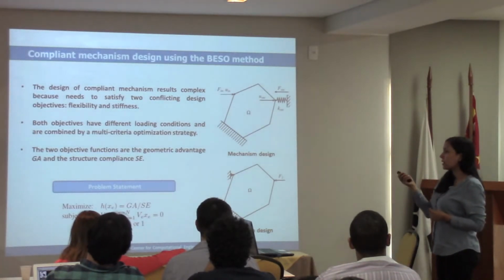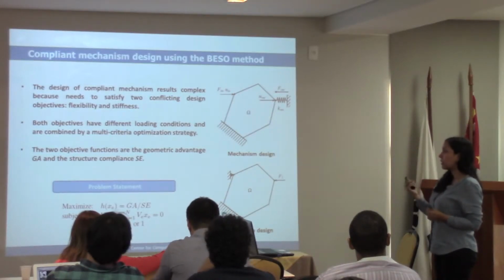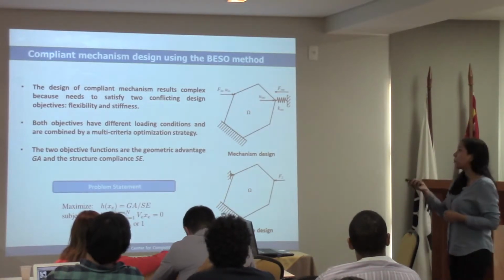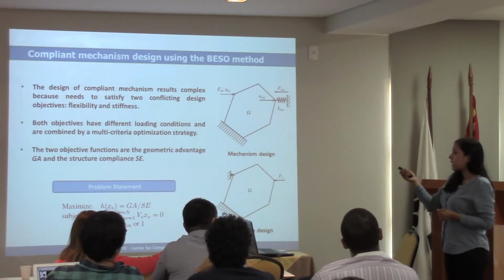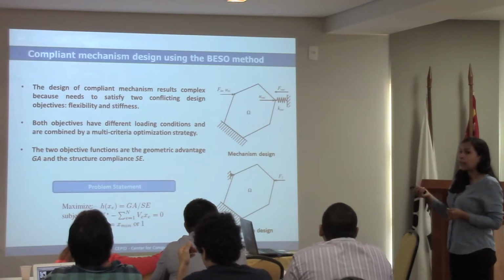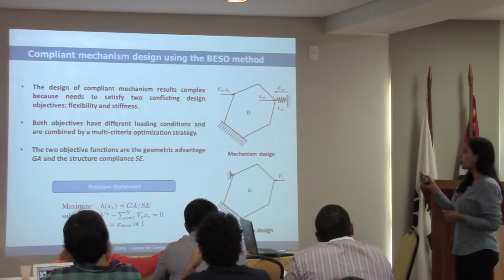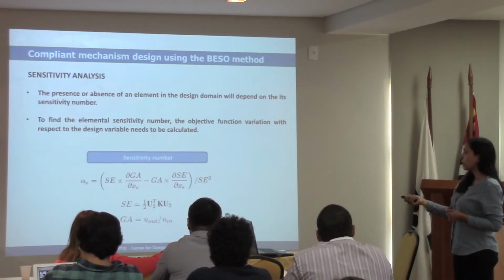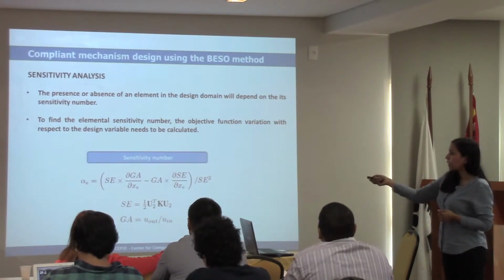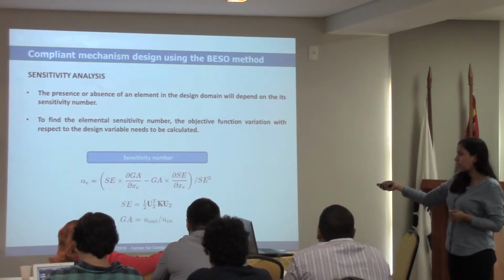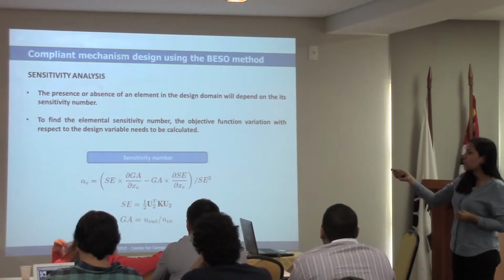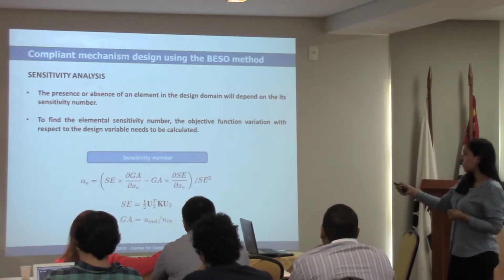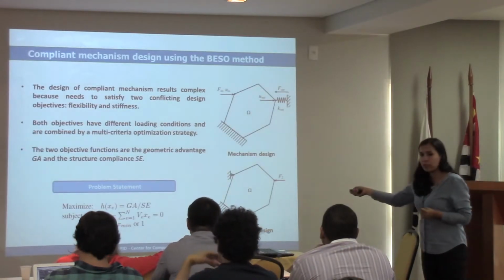That will be to maximize GA, called the geometric advantage, which is basically the ratio between the output displacement and the input displacement, and SA, which is the compliance of the structure. That is our problem statement. Here we can see that, as I said, GA is the ratio of the two displacements, and this is the expression for the compliance of this structure.